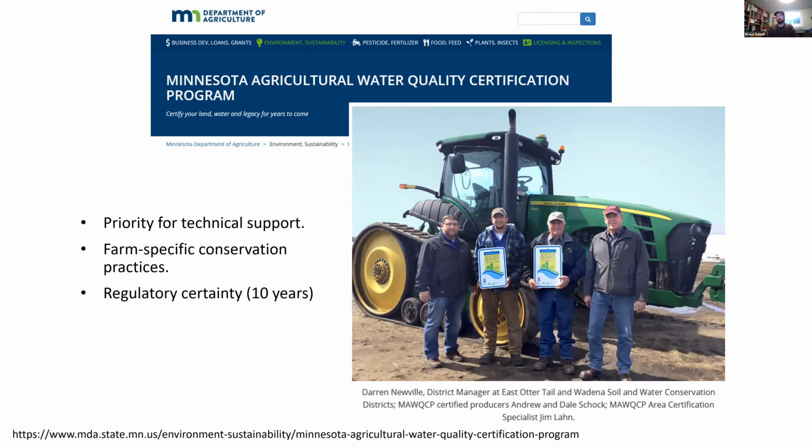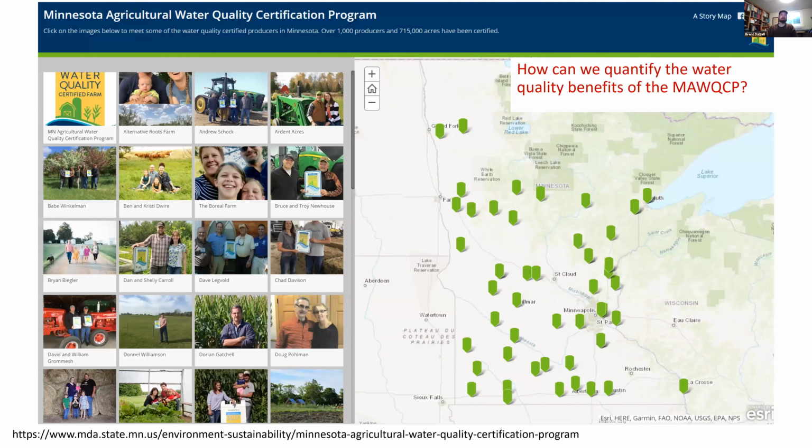In exchange for enrolling in the program, farmers achieve regulatory certainty for a 10-year period. So what that means is once you've become enrolled in the program, if Minnesota's environmental laws change, a new buffer law, for example, your farm is already deemed to be in compliance with environmental laws for that 10-year period. So there's a bit of a carrot and a carrot and a carrot approach to encouraging farmers to participate in this program. It's a pretty popular program. There's over 1,000 landowners enrolled in the program in Minnesota and over 715,000 acres certified.